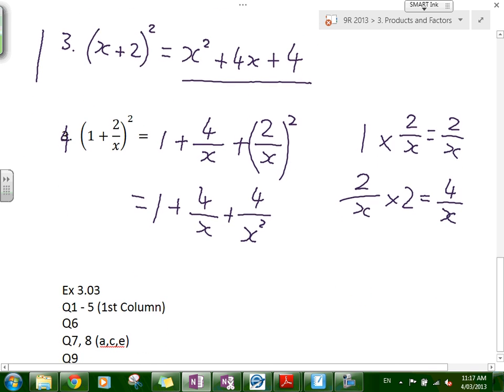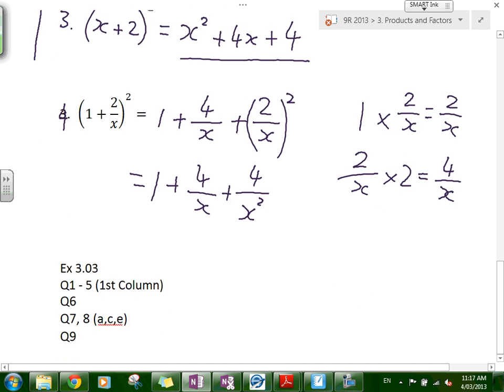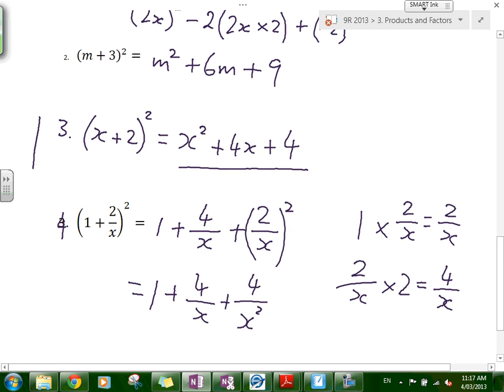So if you can work on exercise 3.03, questions 1 to 5, first column, start with that and see how you go.